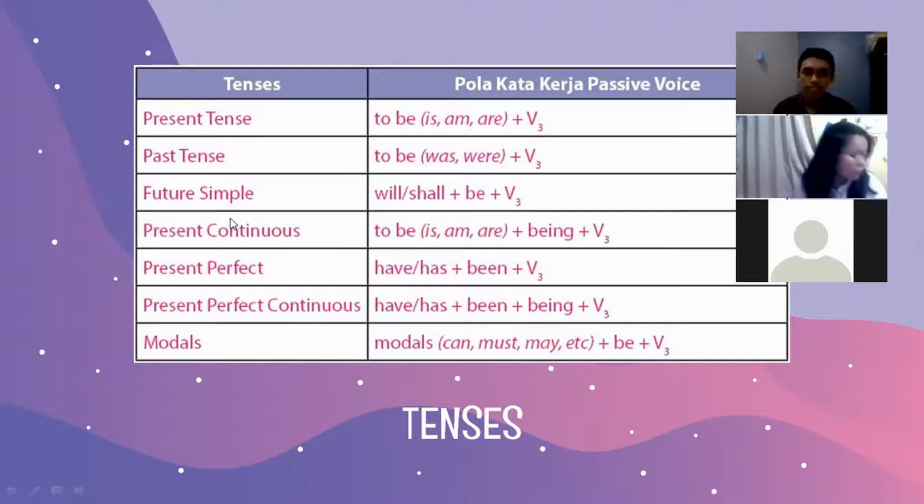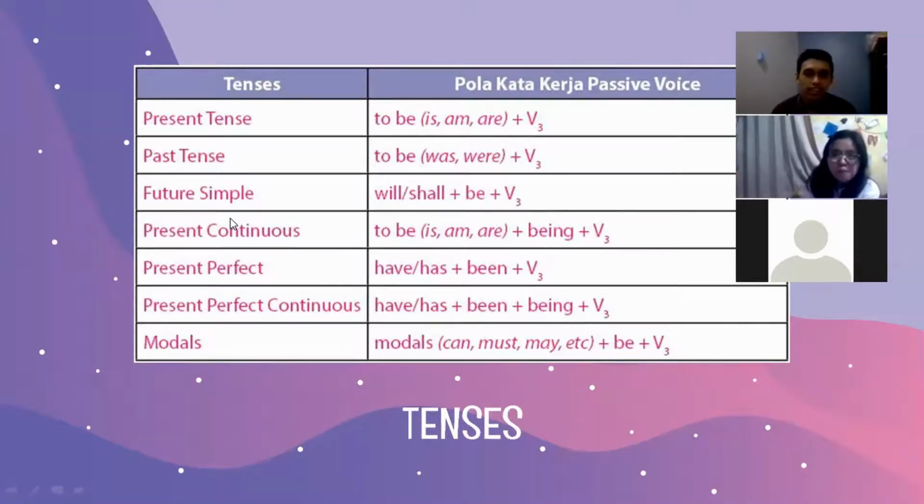Number two is past tense. The form is to be, was or were, plus verb 3. Number three is simple future: will or shall plus be plus verb 3. The present continuous is is, am, or are plus being plus verb 3. The present perfect is has or have plus been plus verb 3. The present perfect continuous is has or have plus been plus being plus verb 3.